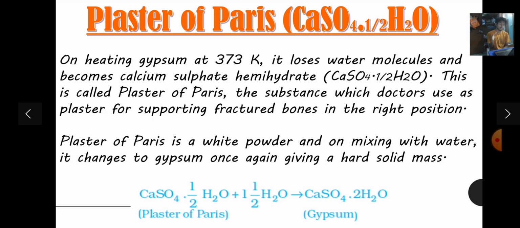Plaster of Paris is a white powder, and on mixing with water it changes back to gypsum, once again giving a hard solid mass. Calcium sulfate hemihydrate, which is plaster of Paris, reacts with water to give us gypsum.